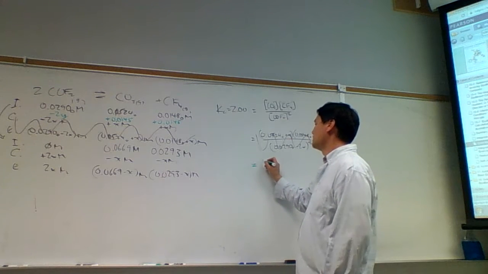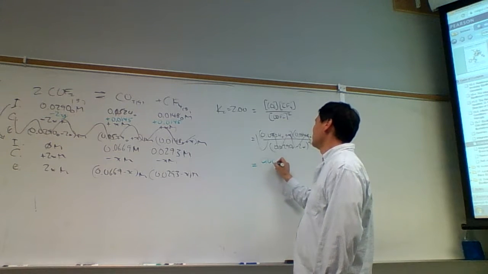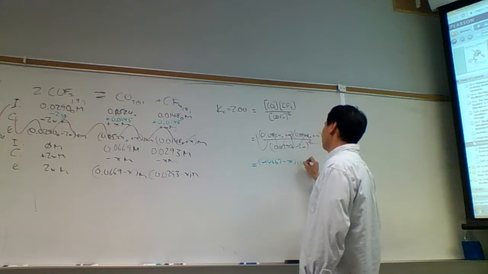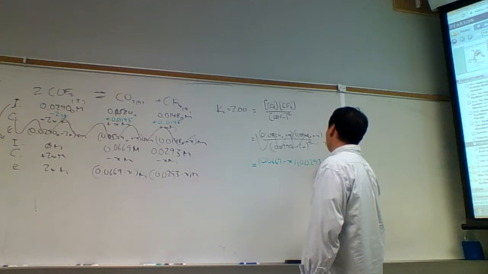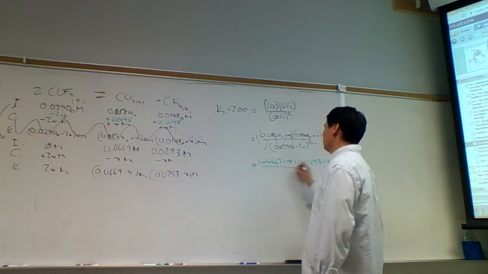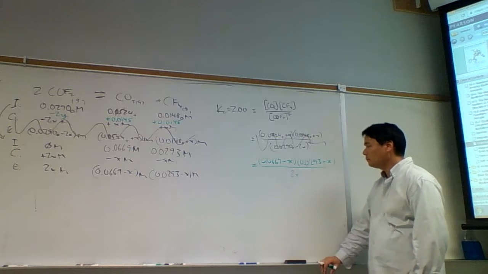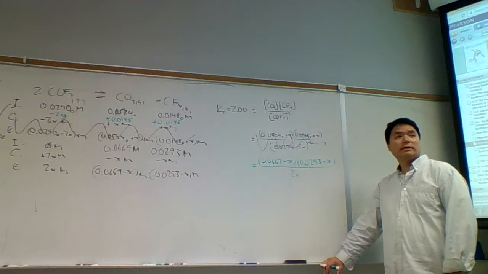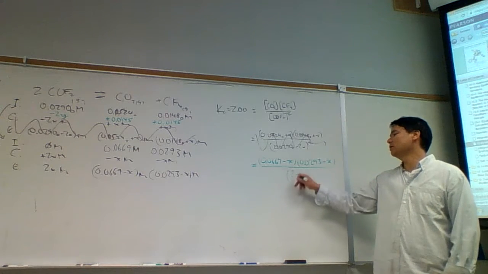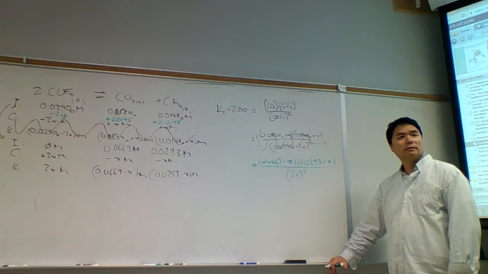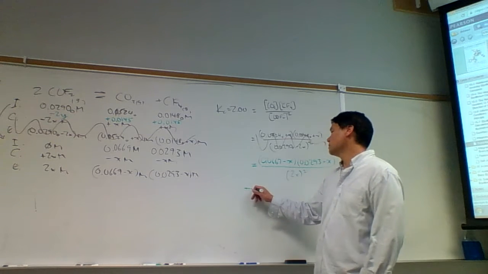And maybe this is easier, maybe it's not. 0.0669 minus x, 0.0293 minus x, divided by 2x. We could try the simplifying assumption of 2x quantity squared. Should we just go ahead and try it and see if it works? Yeah, it's worth a try just to see.